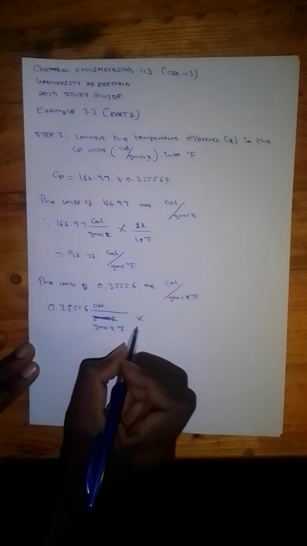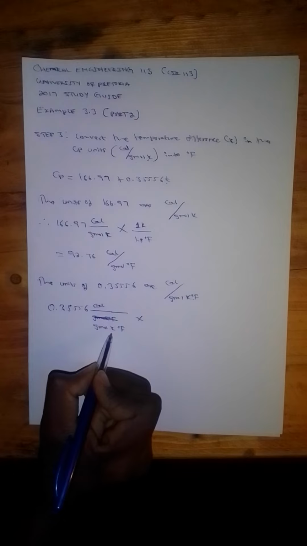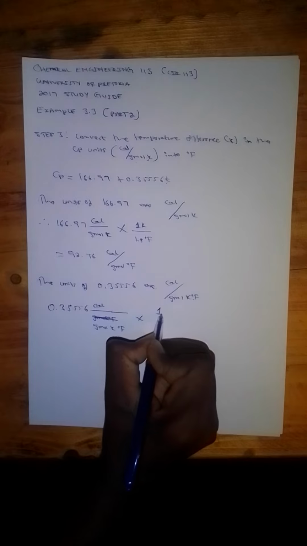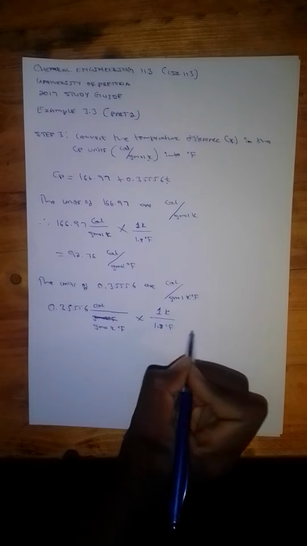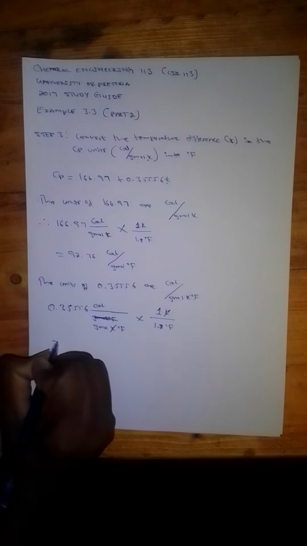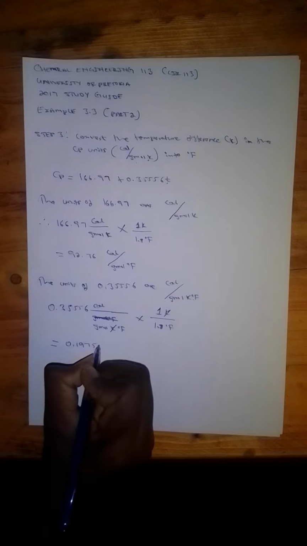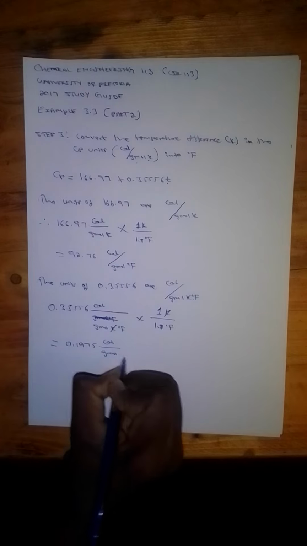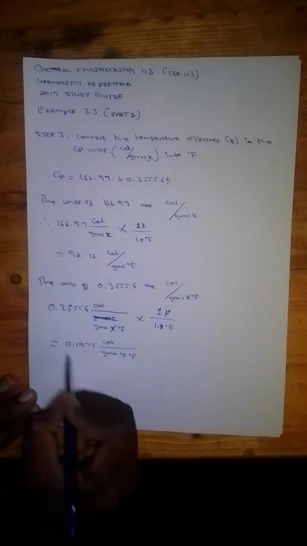we need to convert. What are we converting? We need to convert the K into degrees Fahrenheit. So we're going to say 1 K over 1.8 degrees Fahrenheit, and the K cancels out, and then we're left with 0.1975 calorie per gram mole degrees Fahrenheit. So this is actually the new value.